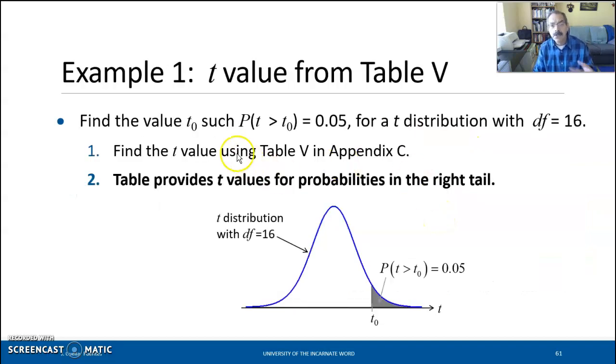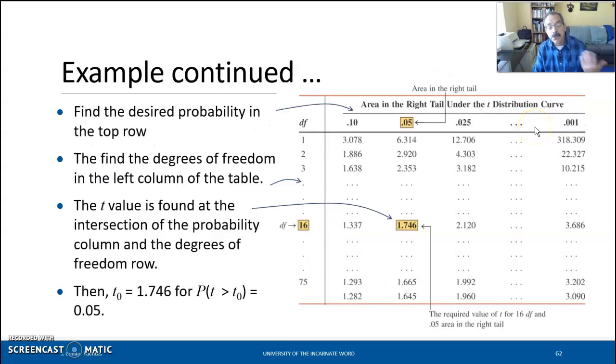Here is an example. We want to find the t-value that goes with a probability of 0.05 on the right side, because we're looking for t being bigger than t sub 0. And we have a t distribution with 16 degrees of freedom. So to find that t-value, first we identify the probability, 0.05. Then you go down that column until you find the row for the t distribution with 16 degrees of freedom. And the t-value is 1.746. So that's how you find the t-values.